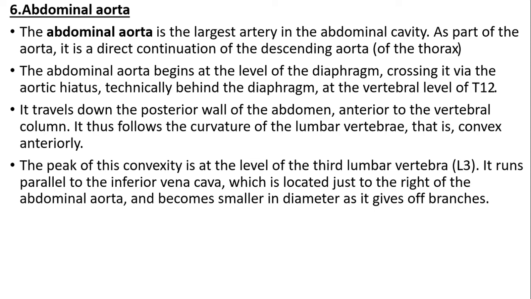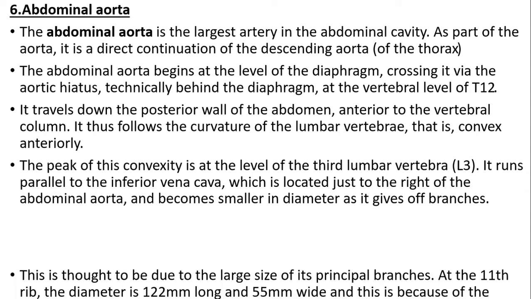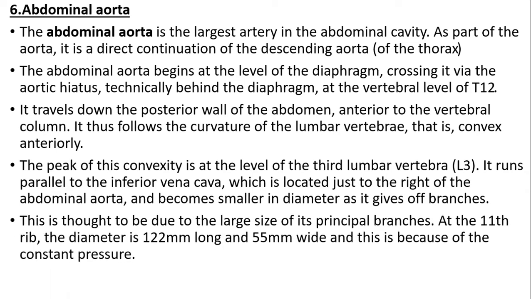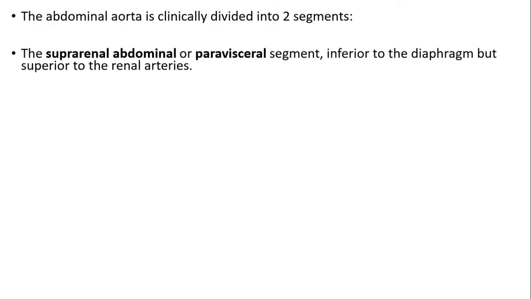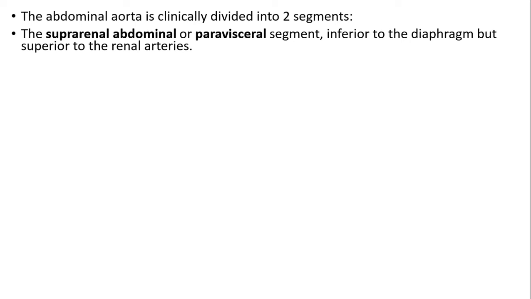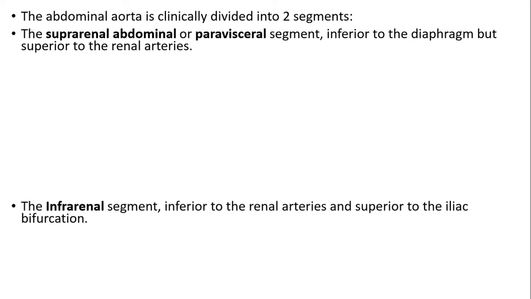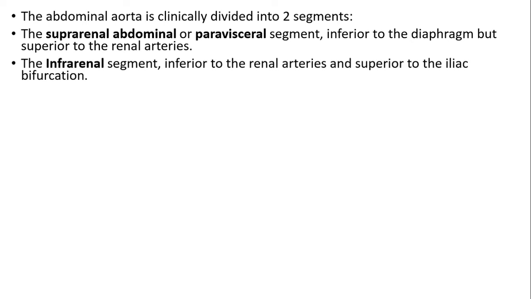It runs parallel to the inferior vena cava, which is located just to the right of the abdominal aorta, and becomes smaller in diameter as it develops branches. This is thought to be due to the large size of the principal branches. At the 11th rib, the diameter is 122 mm long and 55 mm wide, because of the constant pressure. The abdominal aorta is clinically divided into two segments: the suprarenal, or paravisceral, segment, inferior to the diaphragm but superior to the renal arteries, and the infrarenal segment, inferior to the renal arteries and superior to the iliac bifurcation.